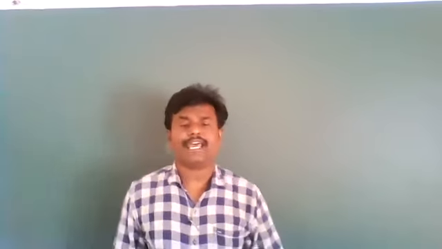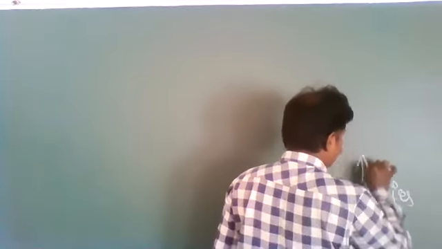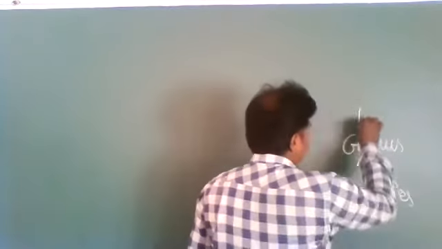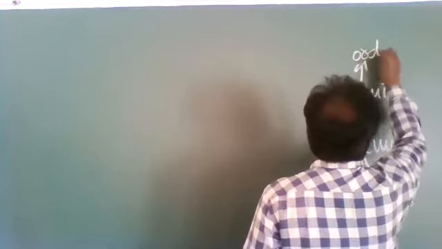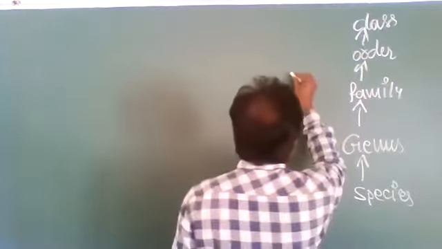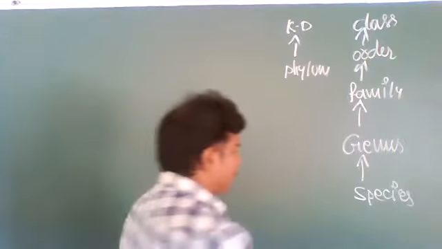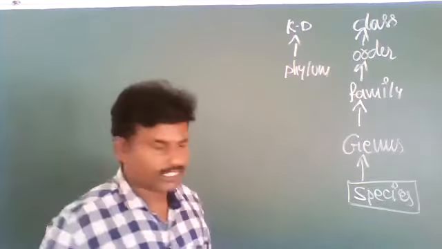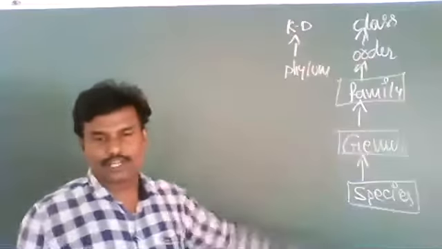In the last class, we have seen the hierarchy of categories, that is species, family, order, class, phylum, kingdom. This is a logical sequence, a hierarchical classification. In this one, the species is finished. Genus is finished. Family, we have stopped. So that cannot be complete information.